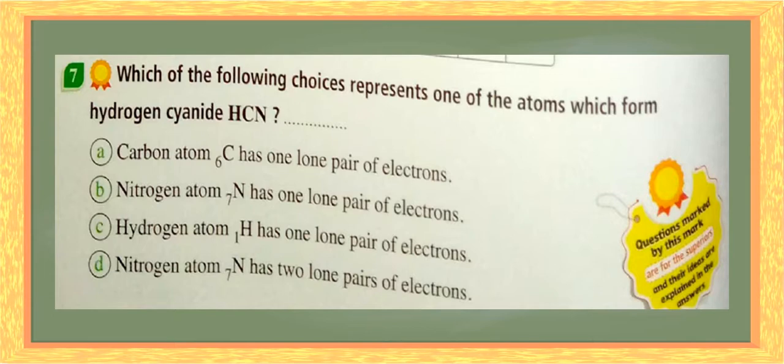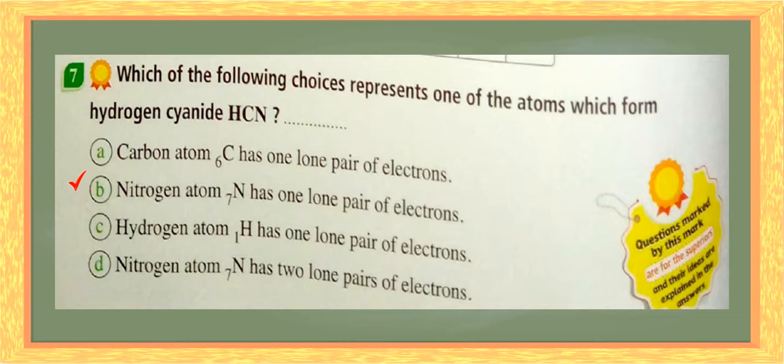Nitrogen atom N7 has one pair of electrons. No wait, let me check. Nitrogen needs three electrons to form bonds. Carbon will make a triple bond with nitrogen, and we have one pair left, one lone pair, which will be the rest, unbonded.